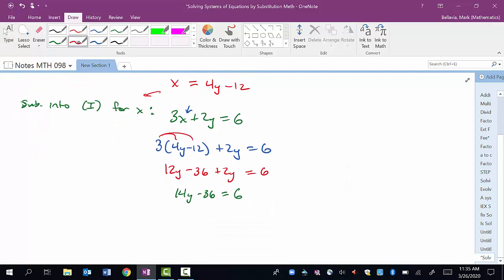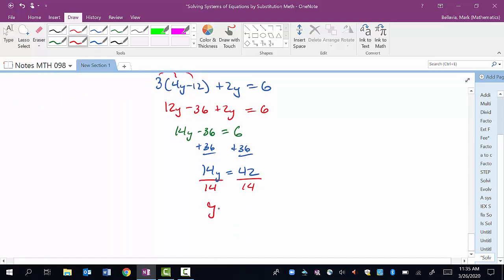And then solving this, we'll add 36 to each side. End up with 14y equals 6 plus 36 is 42. And then divide by 14, divide by 14. I end up with y equals 3.